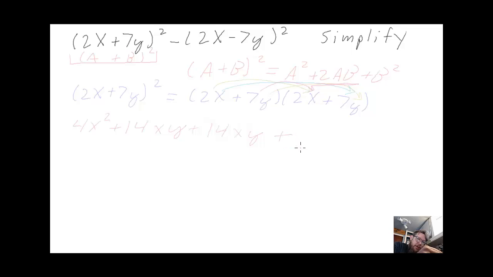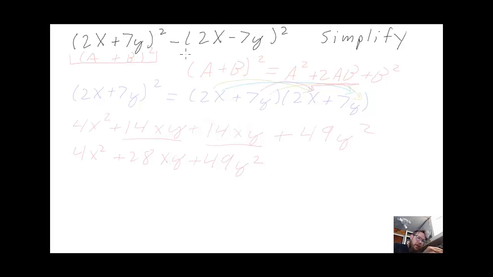So now we're going to do the final term, 7y times 7y. So now all we have to do is simplify this. There aren't too many like terms, right? There's 14xy and 14xy. So we have 4x squared plus 28xy plus 49y squared. So that's our first term.